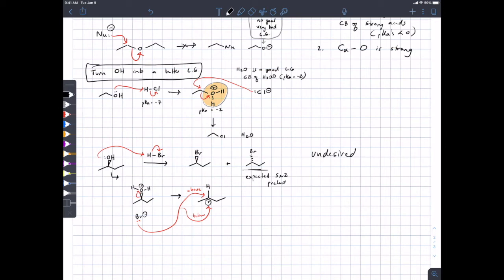When you use strong acids on alcohols, you often get undesired SN1 chemistry. Now, you're right to ask me at this stage, what about the elimination product? Nobody did yet, but some of you were thinking it. In fact, I predict someone is right at this point typing into the chat, what about the elimination product?